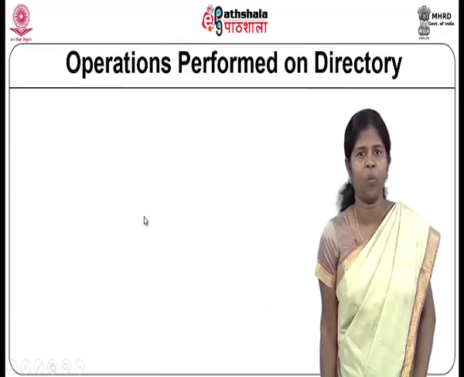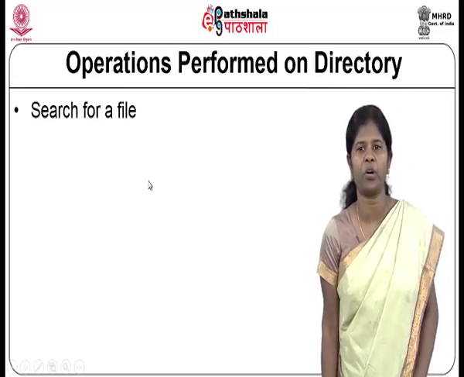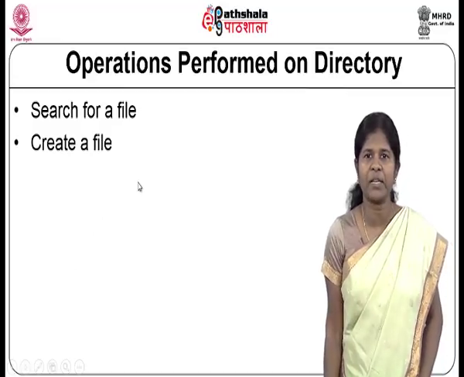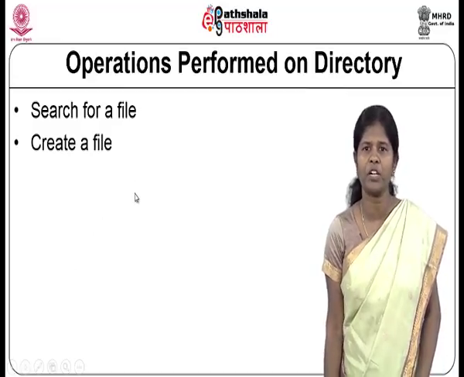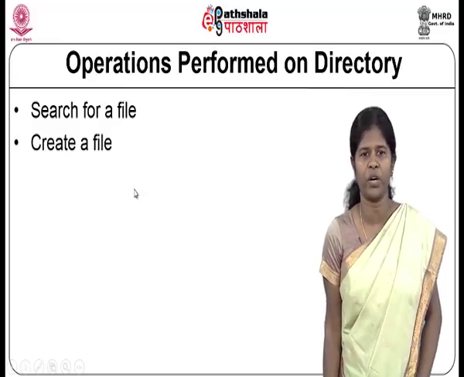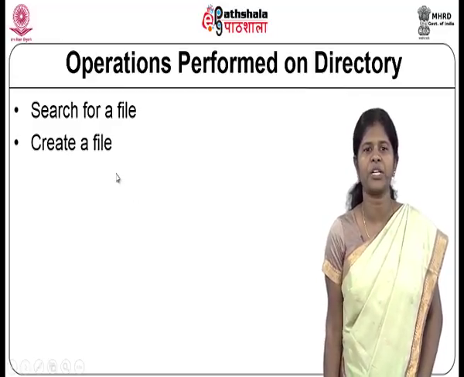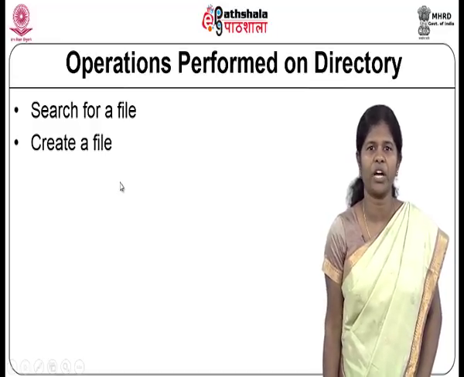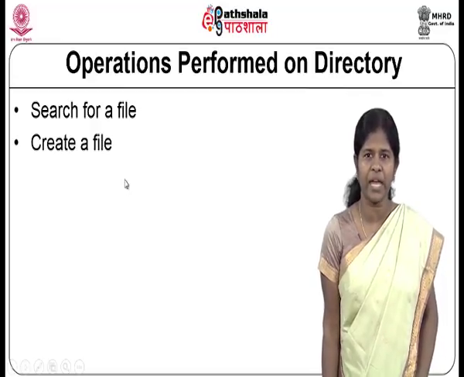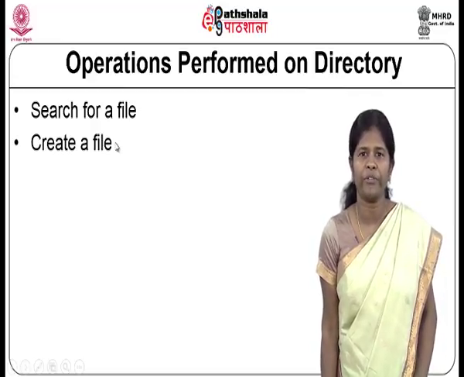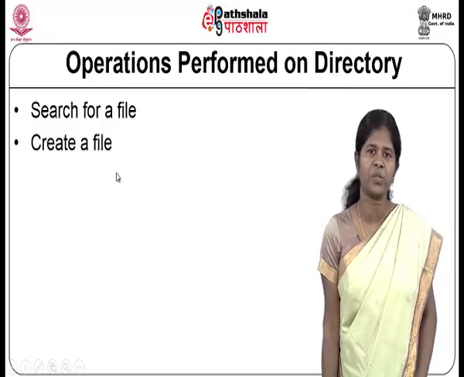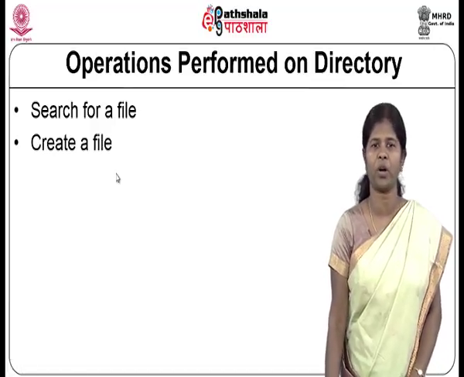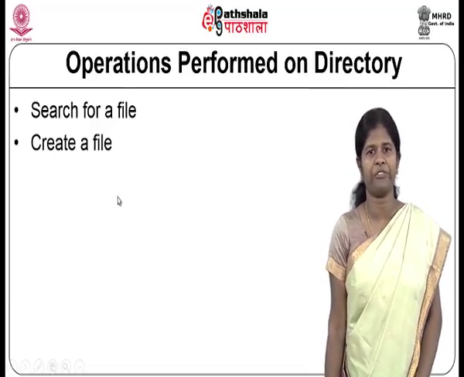Now, we will see what different operations can be performed on a directory. When you have directories that have details about the different files, it should be possible to perform different operations on directories. One operation is to search for a file. As we saw in the previous module, the directory has information about all the files present in that particular directory. So, if you need to search for a file, you need to search the directory. This is an operation that should be possible to perform on a directory. And then creating a file.